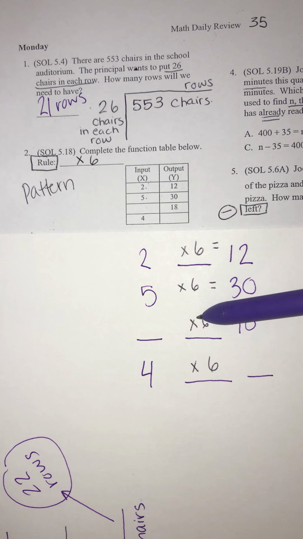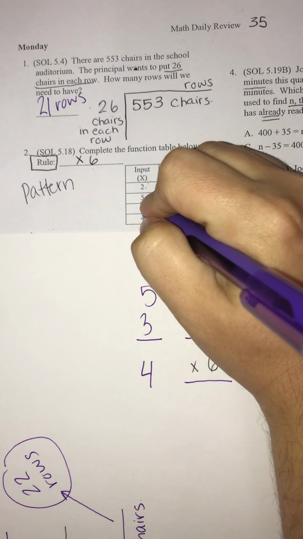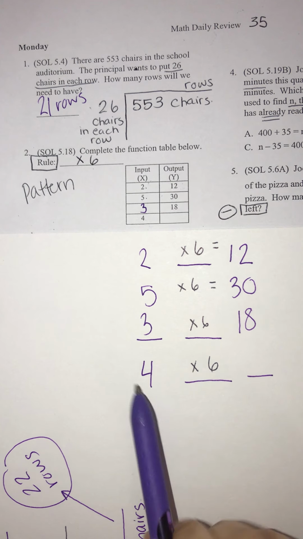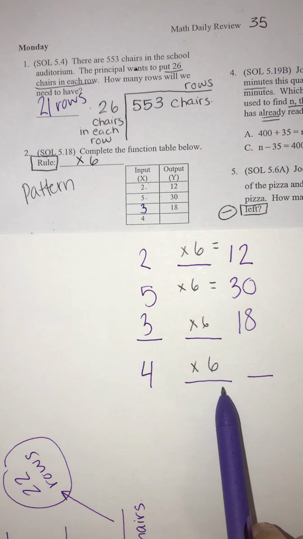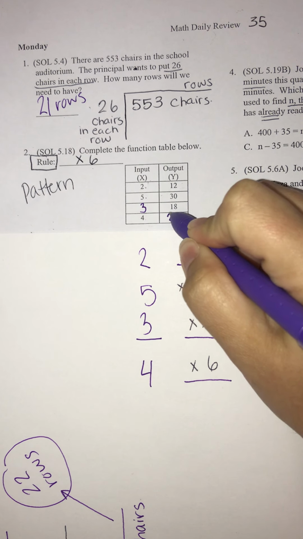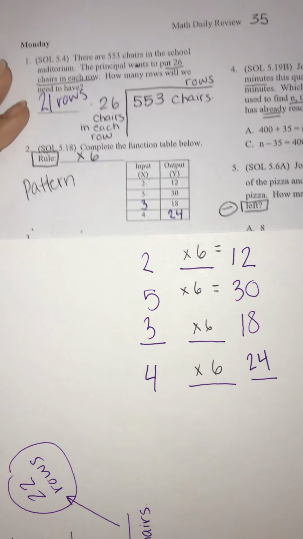Do you know a number that if I multiply by 6, I get 18? If you said 3, you're good to go. 3 times 6 is 18. Okay, and then fill in the output here. 4 times 6 gives you what? And it should give you 24. Okay, awesome. All right, number 3.